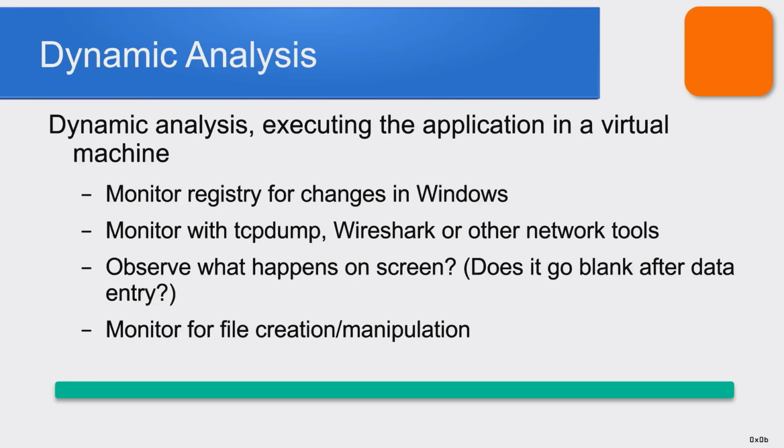Now with dynamic analysis, you're usually executing the application in a virtual machine for a safe space. Then you do things such as monitor the registry for changes in Windows to see whether the malware or virus is going to execute again once you reboot the system. Monitor with a network tool like tcpdump or Wireshark. I'll show you an example with Wireshark just to see where it is going out to the network, what it is doing. And then observe what happens on the screen.